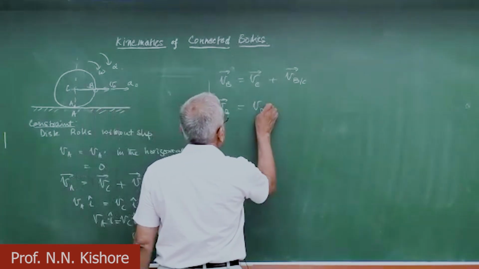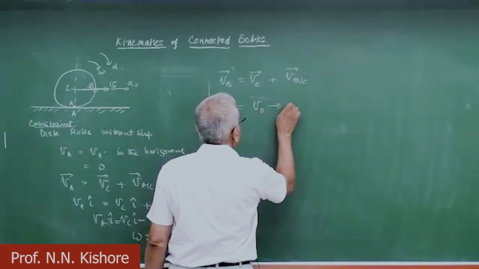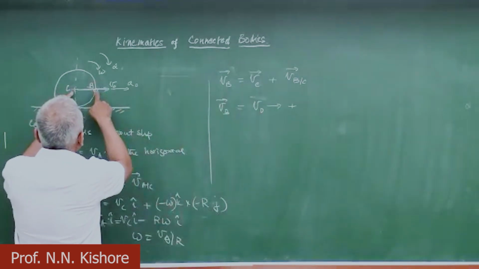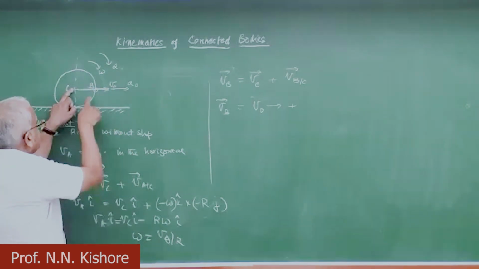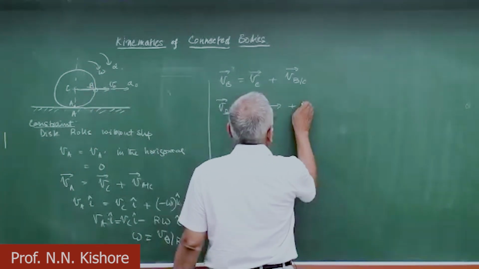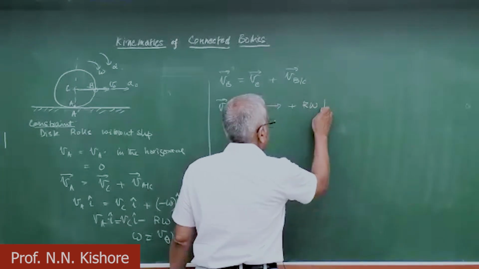So we say V naught, and this is horizontal, and B with C. So B is rotating about C. If you assume that C is stationary, the motion of B is circular and going down using this omega. So this is nothing but, how much is that? R omega downward.